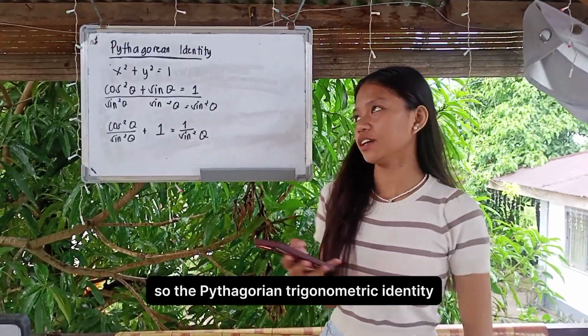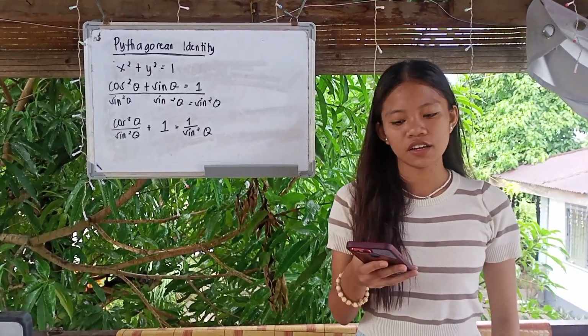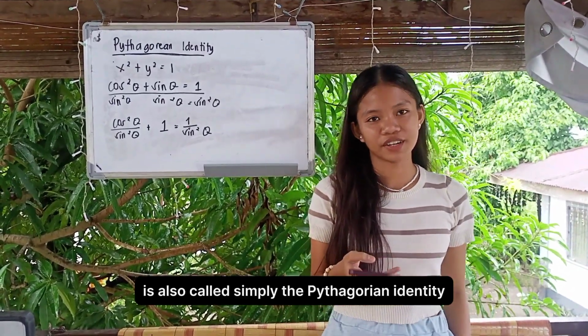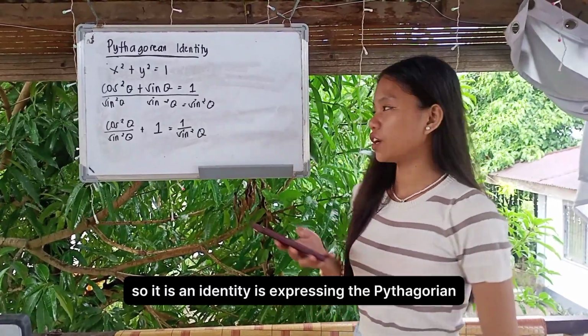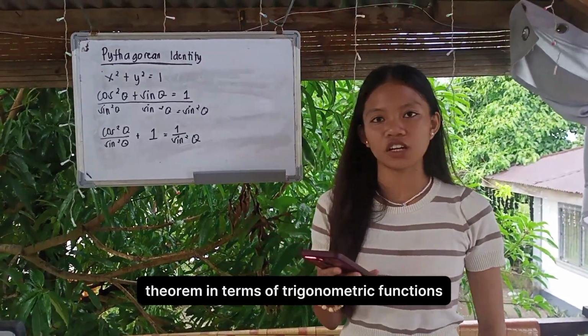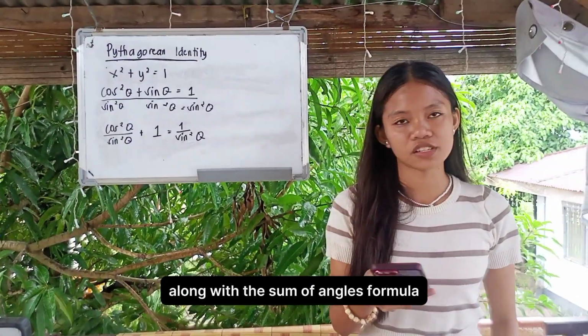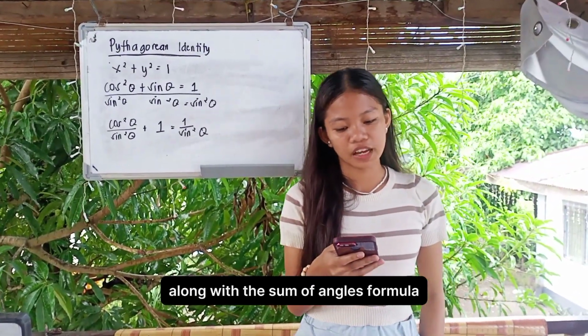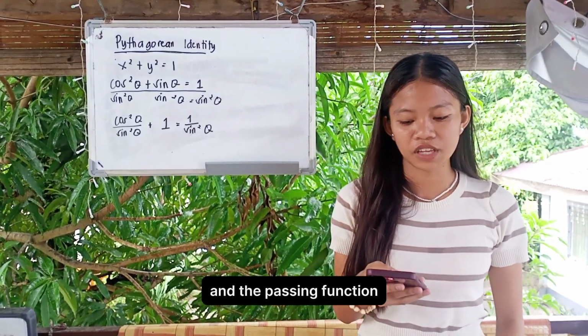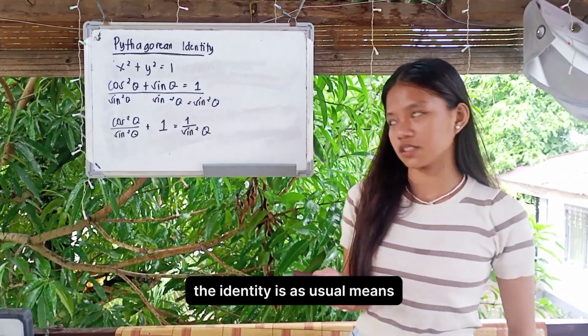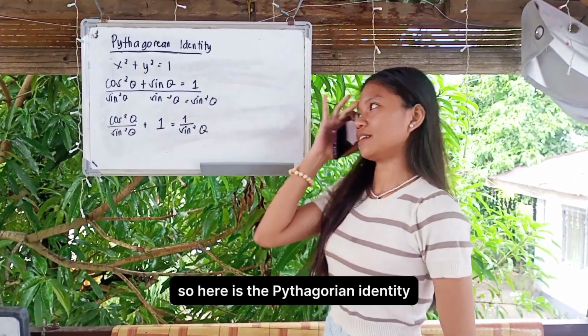Okay, so the Pythagorean trigonometric identity is also called simply the Pythagorean identity. It is an identity expressing the Pythagorean theorem in terms of trigonometric functions. Along with the sum of angles formula, it is one of the basic relations between the sine and the cosine functions. So here is the Pythagorean identity.